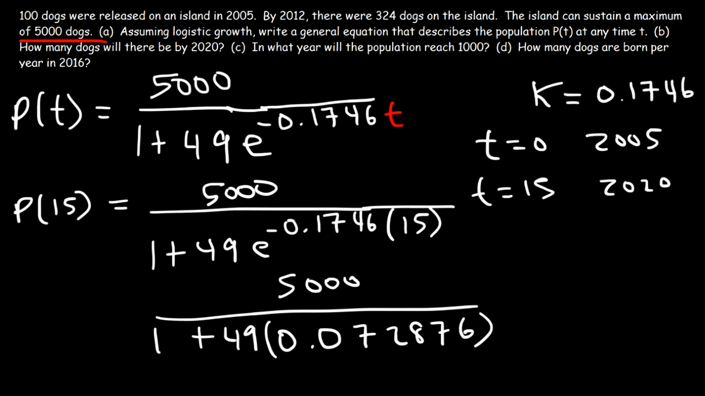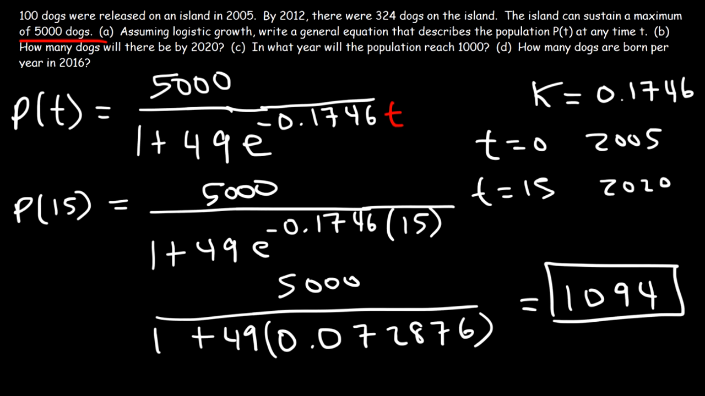Next, let's multiply 0.072876 by 49. That's about 3.5709. And then add 1 to it, which is 4.5709. 5,000 divided by 4.5709 is about 1,094 if you round it to the nearest whole number. So that's how many dogs will be on the island by 2020. You're going to have 1,094 dogs.